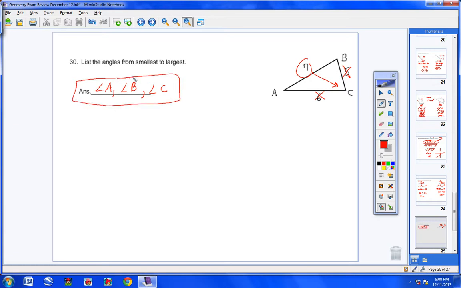You listed the angles in this triangle from smallest to largest, okay? Because you knew that the smallest angle was across from the shortest side, and so because of that, you could then figure this out. Now let's do the opposite.